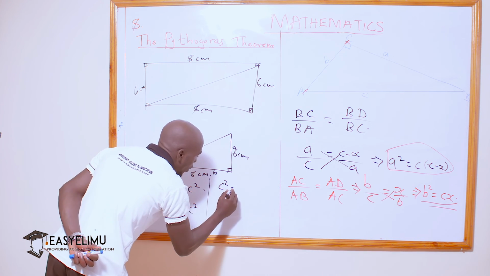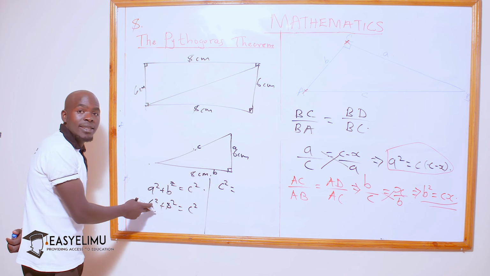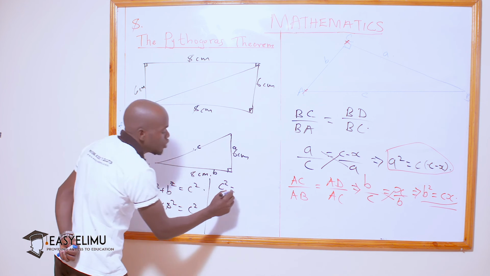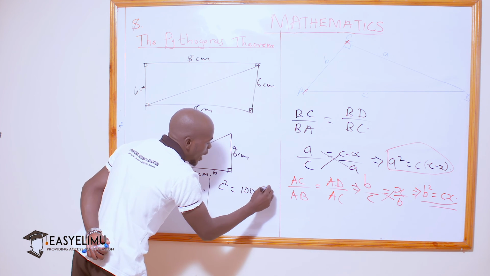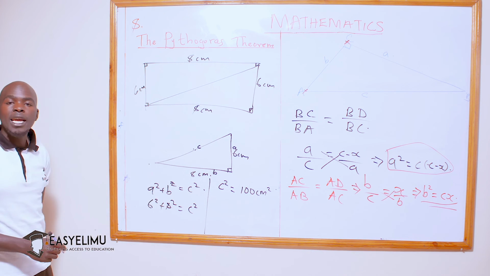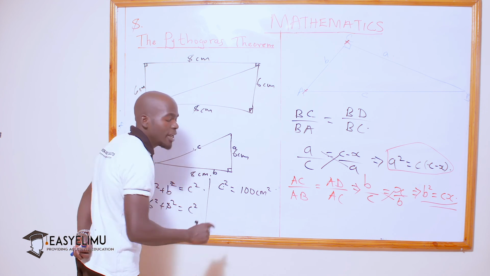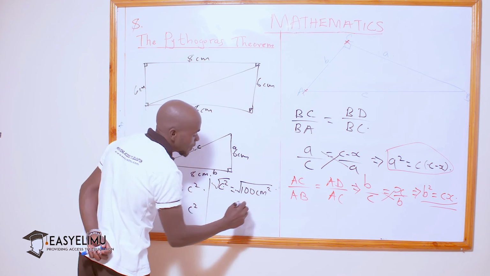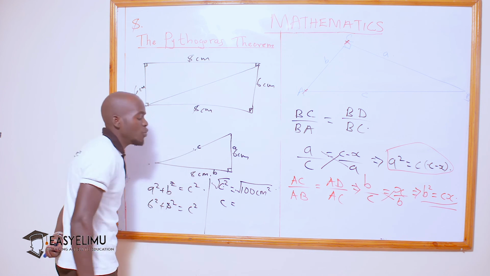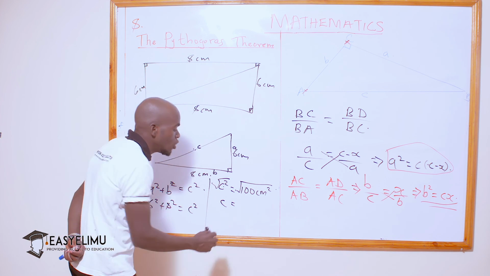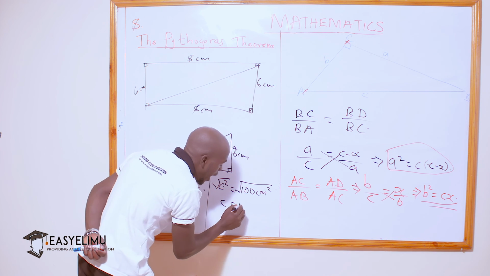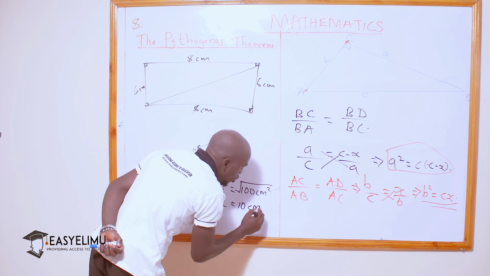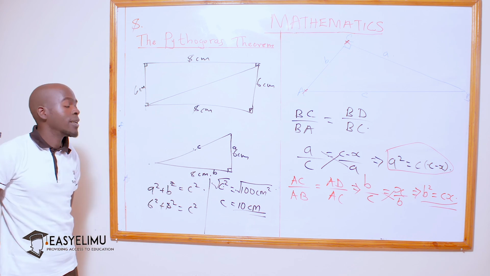So if we need C squared, we shall take 6 squared is 36, plus 8 squared is 64. If you add it together, you are going to get 100 square centimeters. But we need C. So if you want to find the value of C, you are required to find the square root on both sides. And finding the square root on both sides, we are going to have C equal to square root of 100. You will have it as 10, and square root of square centimeter, you will have it as a single centimeter. So it will be 10 centimeters.